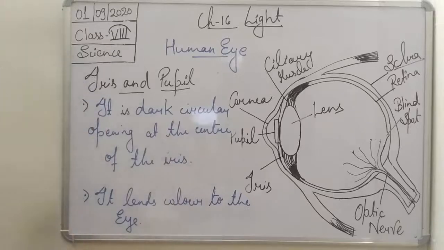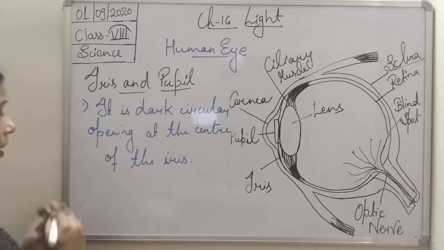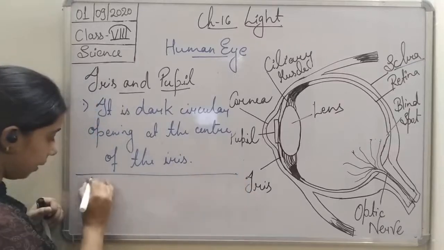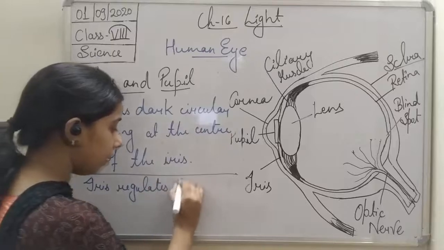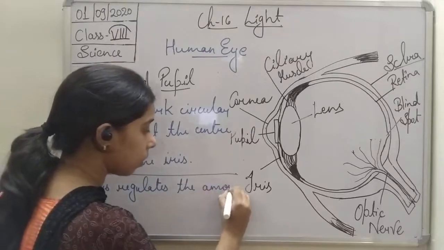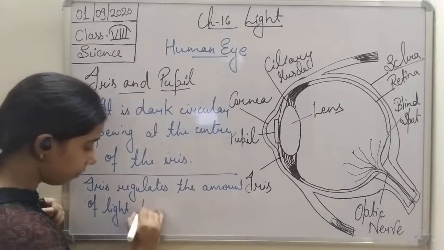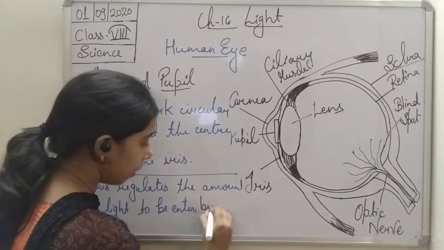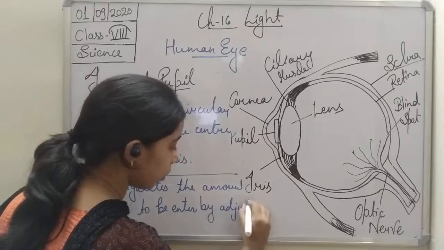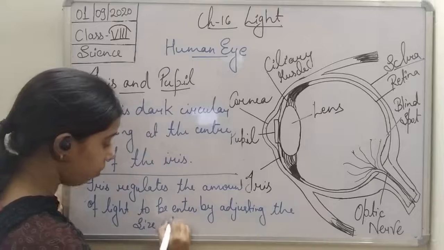Now, if we talk about the function, students, the function of the iris, with respect to the pupil, is that the iris regulates the amount of light to be entered by adjusting the size of the pupil.